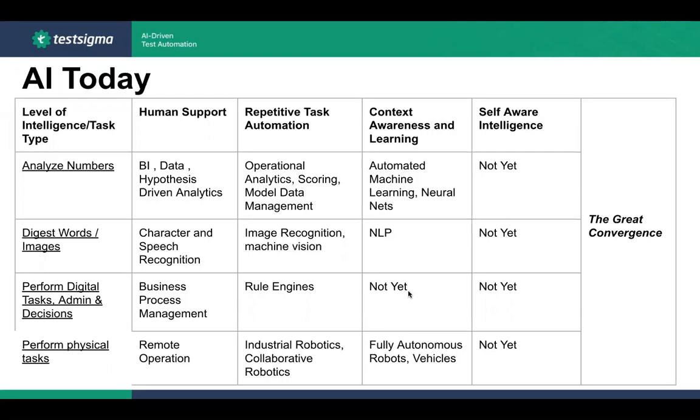There is no context awareness when it comes to these pieces of artificial intelligence. They are the dumbed down, the last level of artificial intelligence. Self-awareness, yes, there is absolutely no self-awareness yet, right?